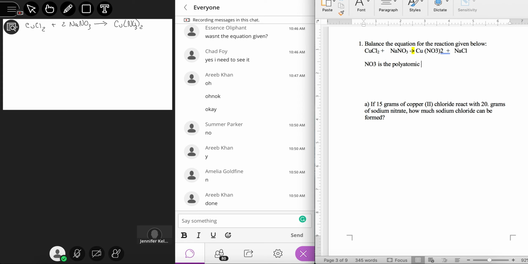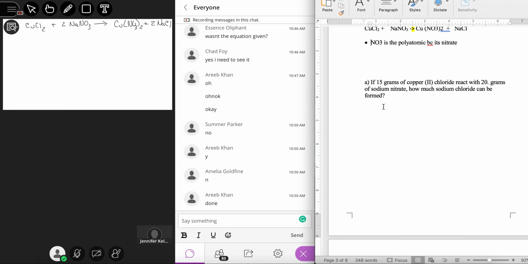CuNO3, 2 plus 2 NaCl. I think I wrote that correctly. Yeah, it looks good. Okay. So the question now is becoming a limiting reactant problem.